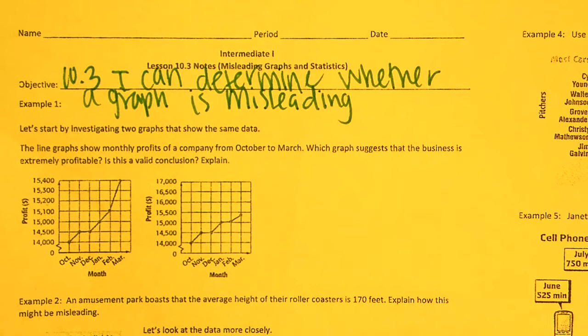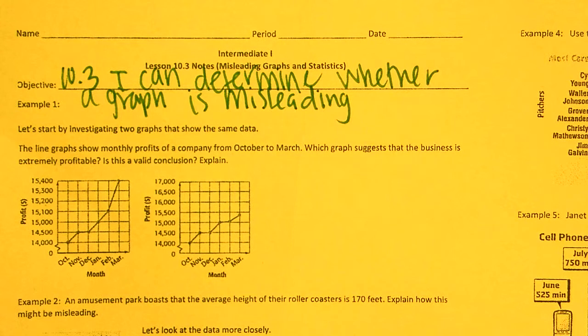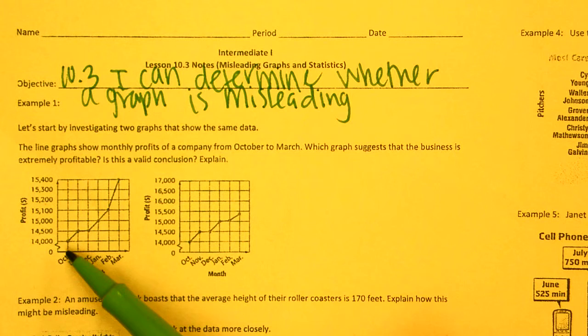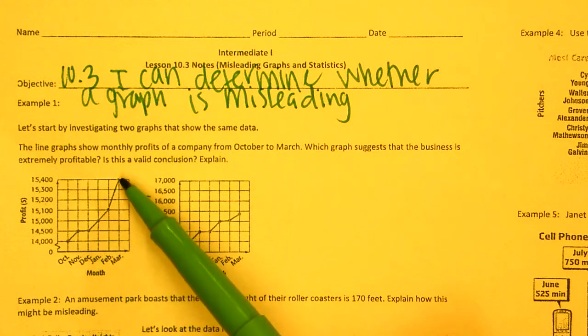So these two graphs, for example, show the same exact data. The line graph shows monthly profits of a company from October to March. Which graph suggests that the business is extremely profitable? Is this a valid conclusion? Explain. So graph number 1 looks like the profit of this business is increasing a ton over time.